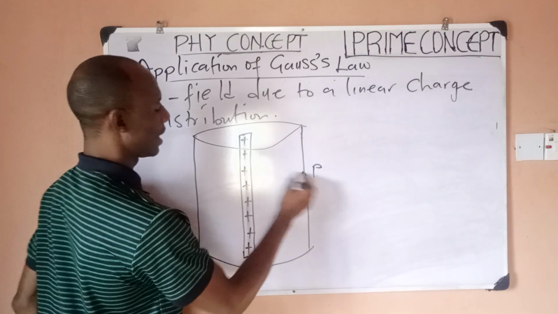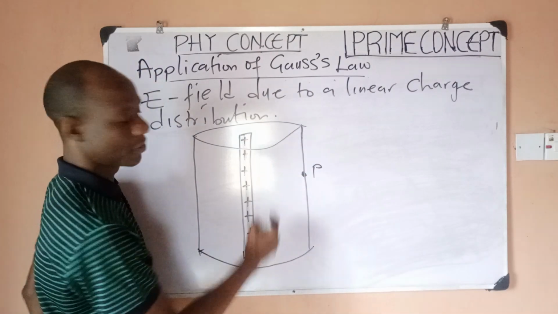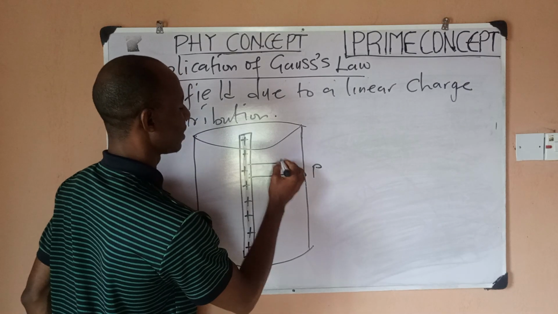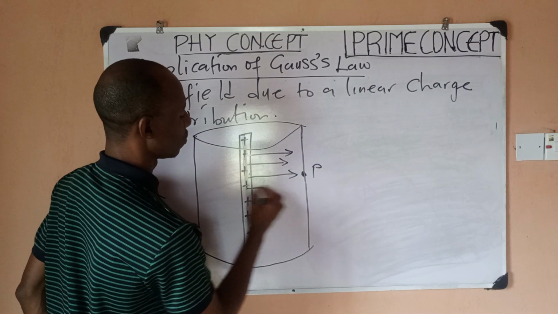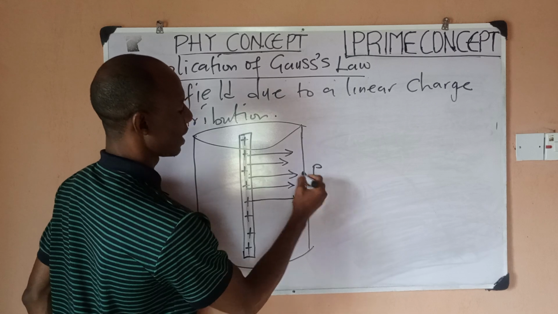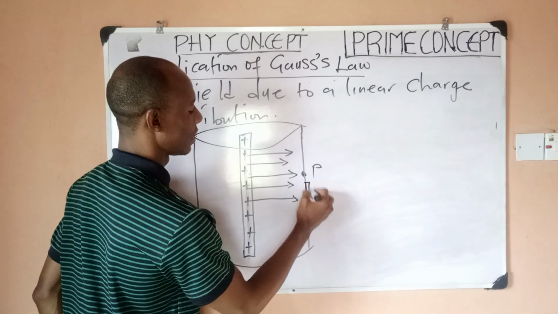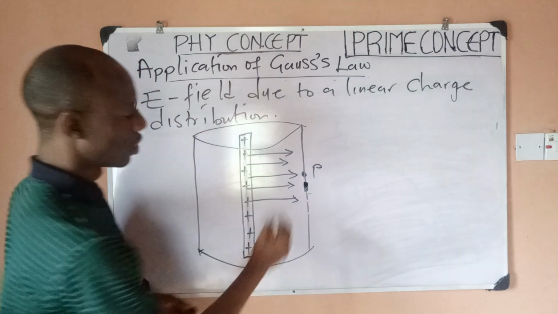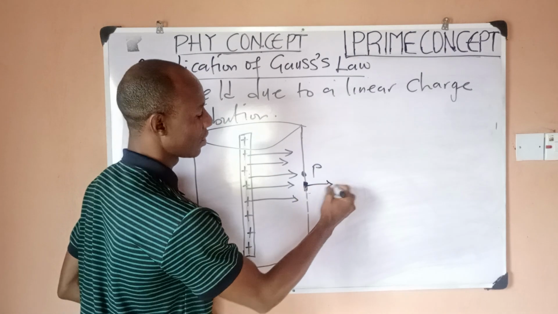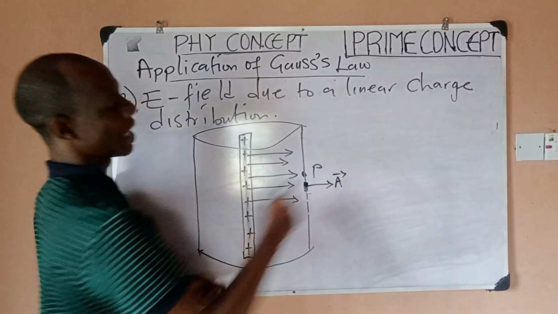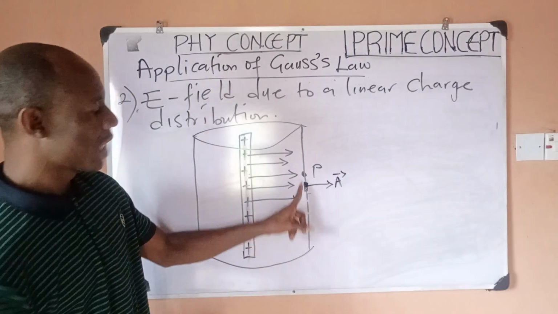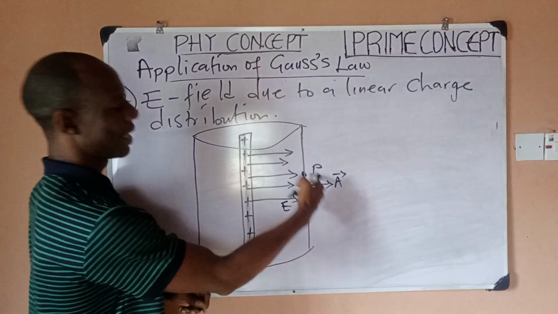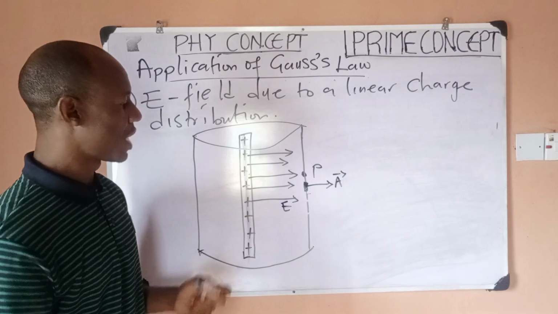So I'm trying to find the electric field. Remember, since these are positive charges, the electric field would be pushing out like this. The electric field will be moving out like this, right? And this is the surface I'm considering. You would notice that the direction of this surface is also like this. So this is the direction of the surface, right? We want to check the electric field at this point. So what are we going to do here?